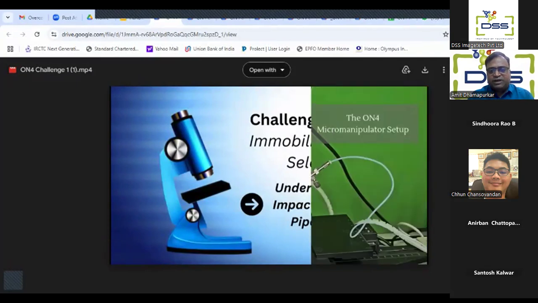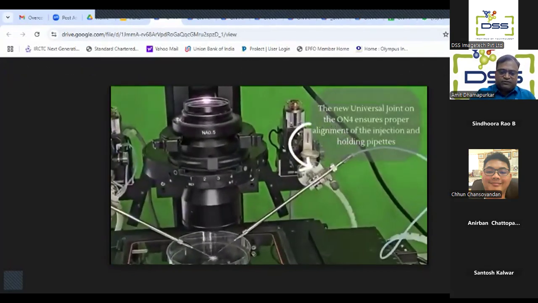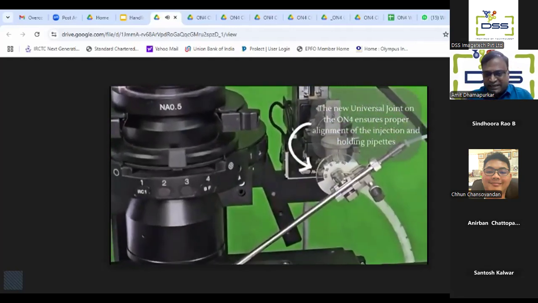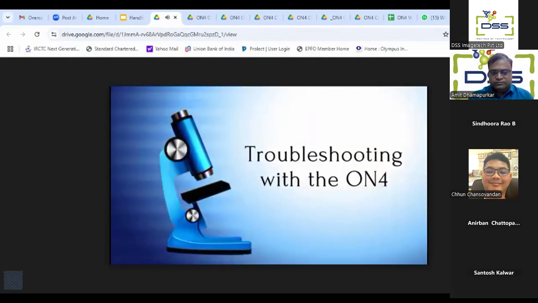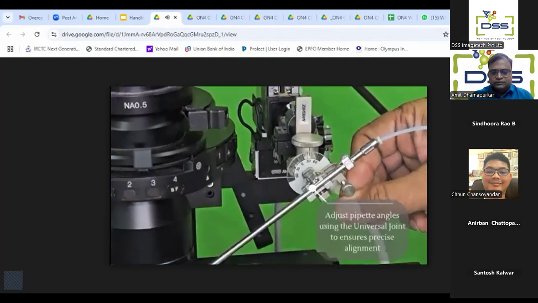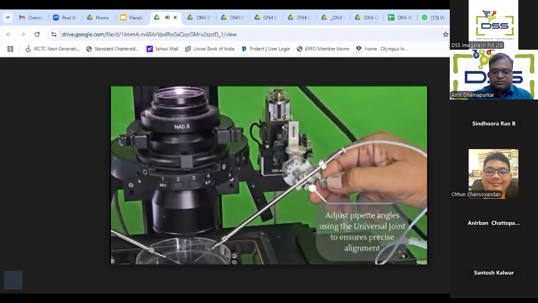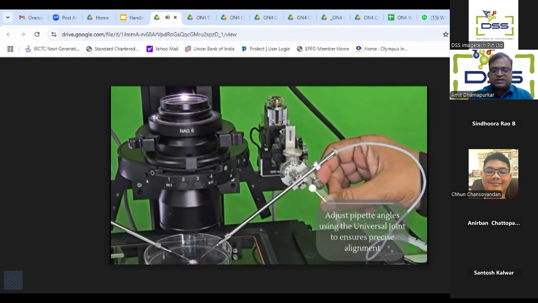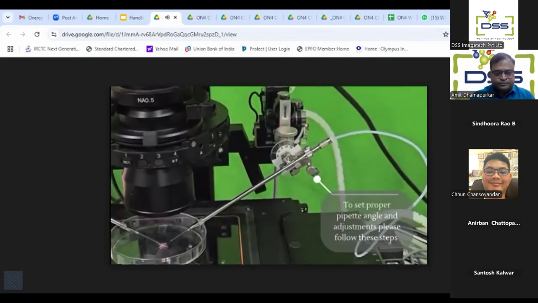It's sperm immobilization and selection. This is the UT10 part. It has an angle gauge as well. Now we are changing the angle. You can see the pipette is moving up and down. We are adjusting the angle using the UT10, that is a universal joint.